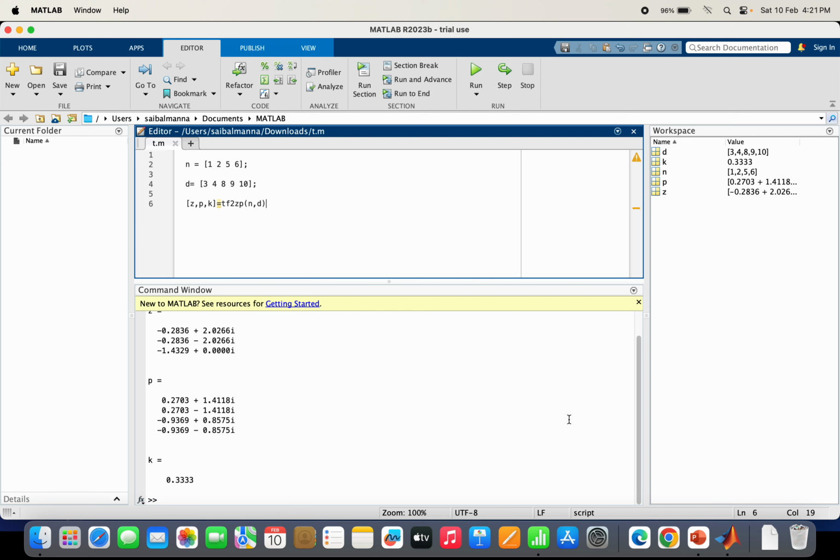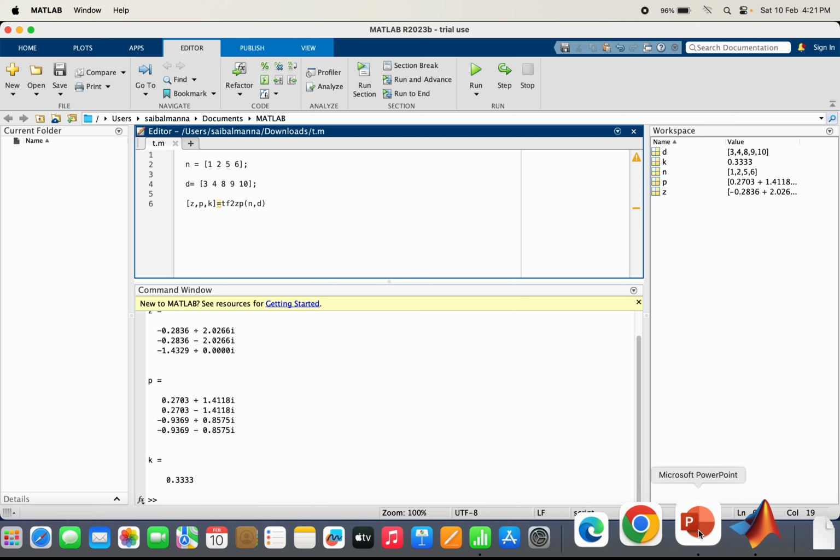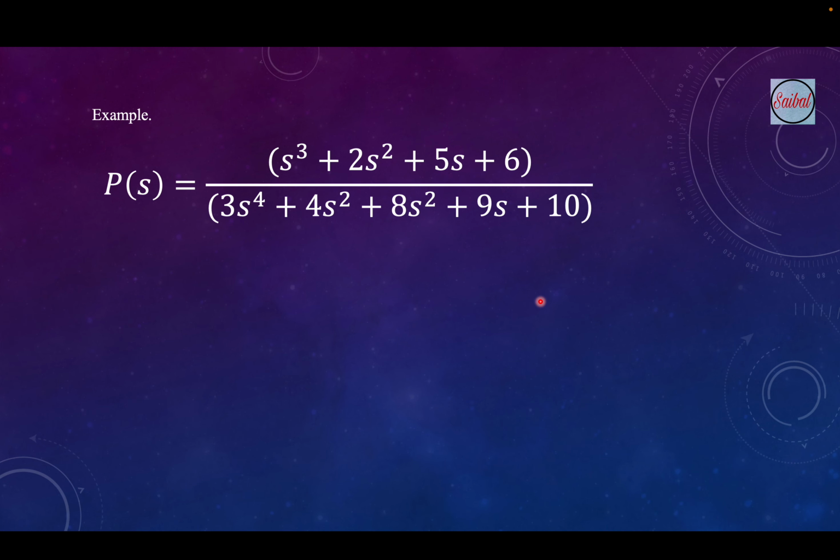Okay, so it is very simple. You just have to remember the command, transfer function to zero pole or zero pole to transfer function. In the next video we will see how we can plot poles and zeros of a transfer function in MATLAB.